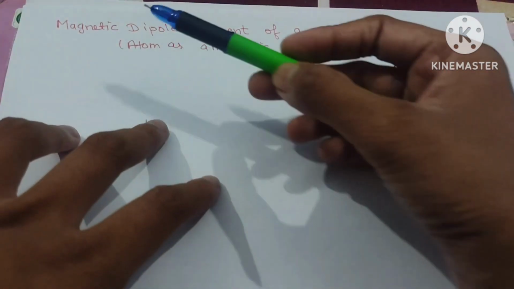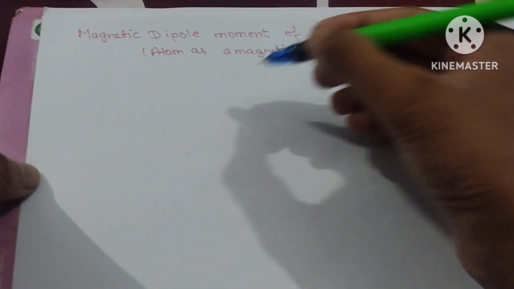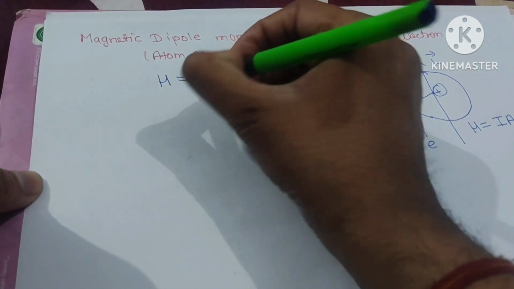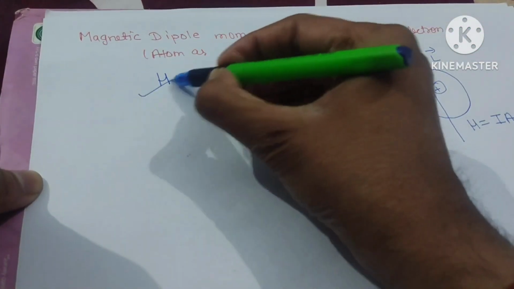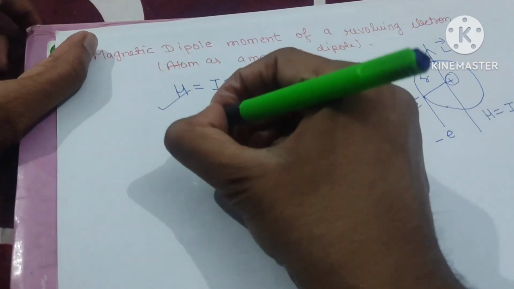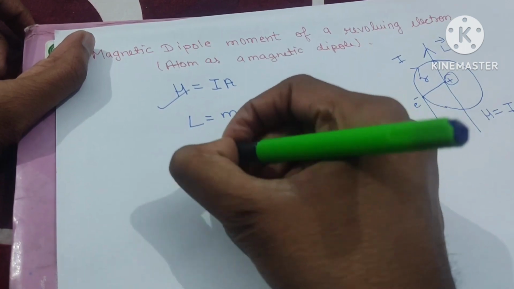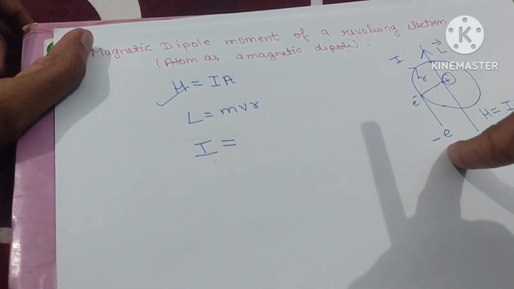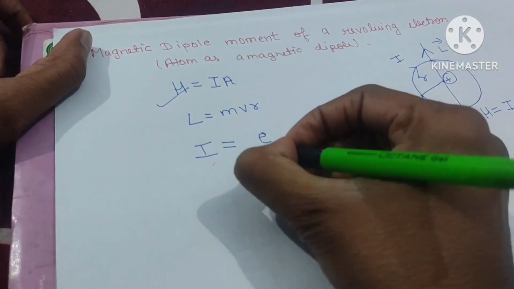Hello friends, today we will learn the magnetic dipole moment of a revolving electron, treating the atom as a magnetic dipole. So what is a magnetic dipole moment? It is equal to IA, current times area. We will find this value. We know the angular momentum is mvr, and current is q by t. Here the charge is an electron, represented by e, so e by T.